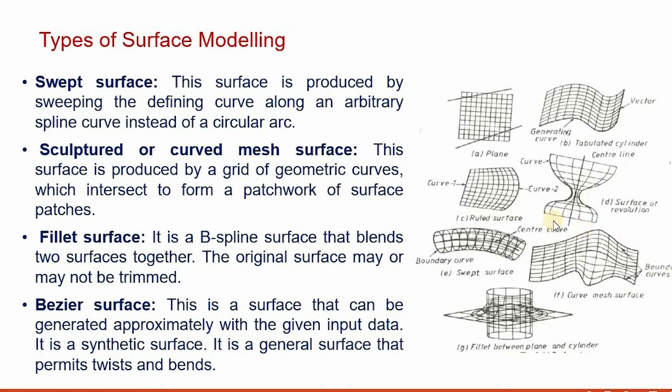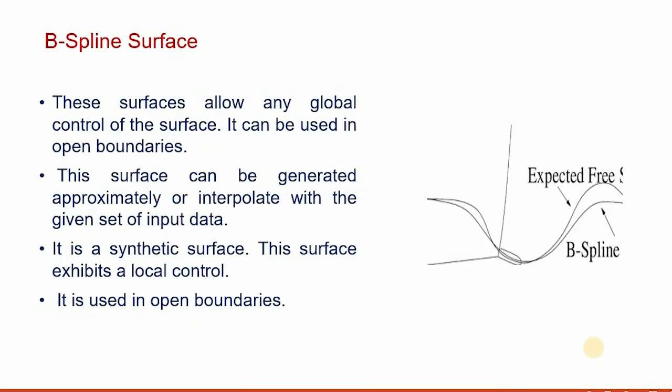These are some images of the various objects: the plane, tabulated cylinders, surface of revolution, ruled surface, swept surface, curved mesh surface, fillet between plane and cylinder, and B-spline surface. This surface allows global control of the surface. It can be used in open boundaries.